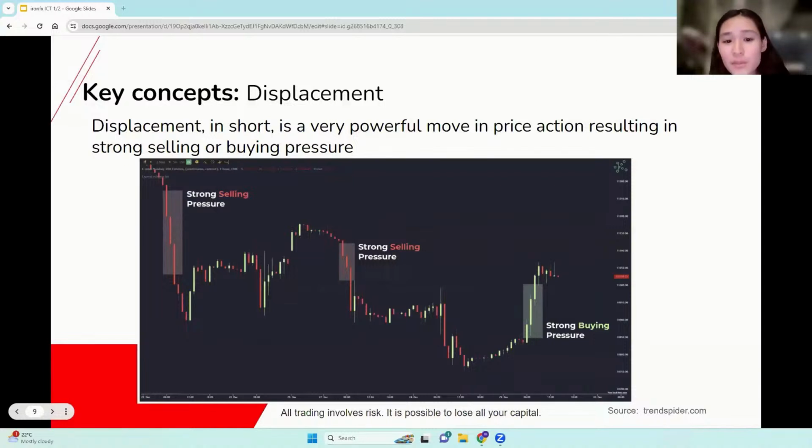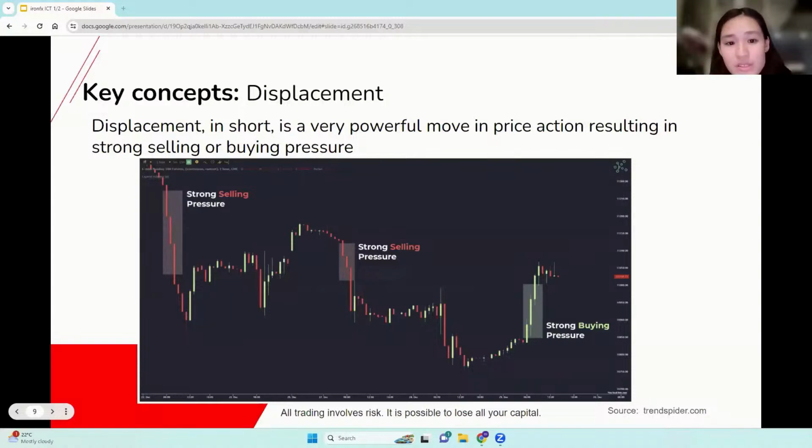A displacement will normally occur just after a liquidity level has been breached and will often result in the creation of both a fair value gap and a market structure shift. We'll get into what those mean in a little bit.